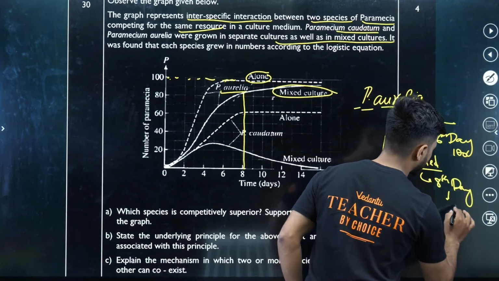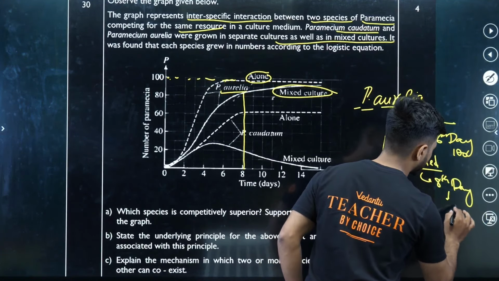When it is growing together, both are growing together, mixed culture, can you see it is not growing at all. It is growing in a declined manner. The highest was what? The highest was on the 5th day here. 5th day highest, that was hardly 30. Hardly 13 number. Now, after this complete information, let's hear the question now.